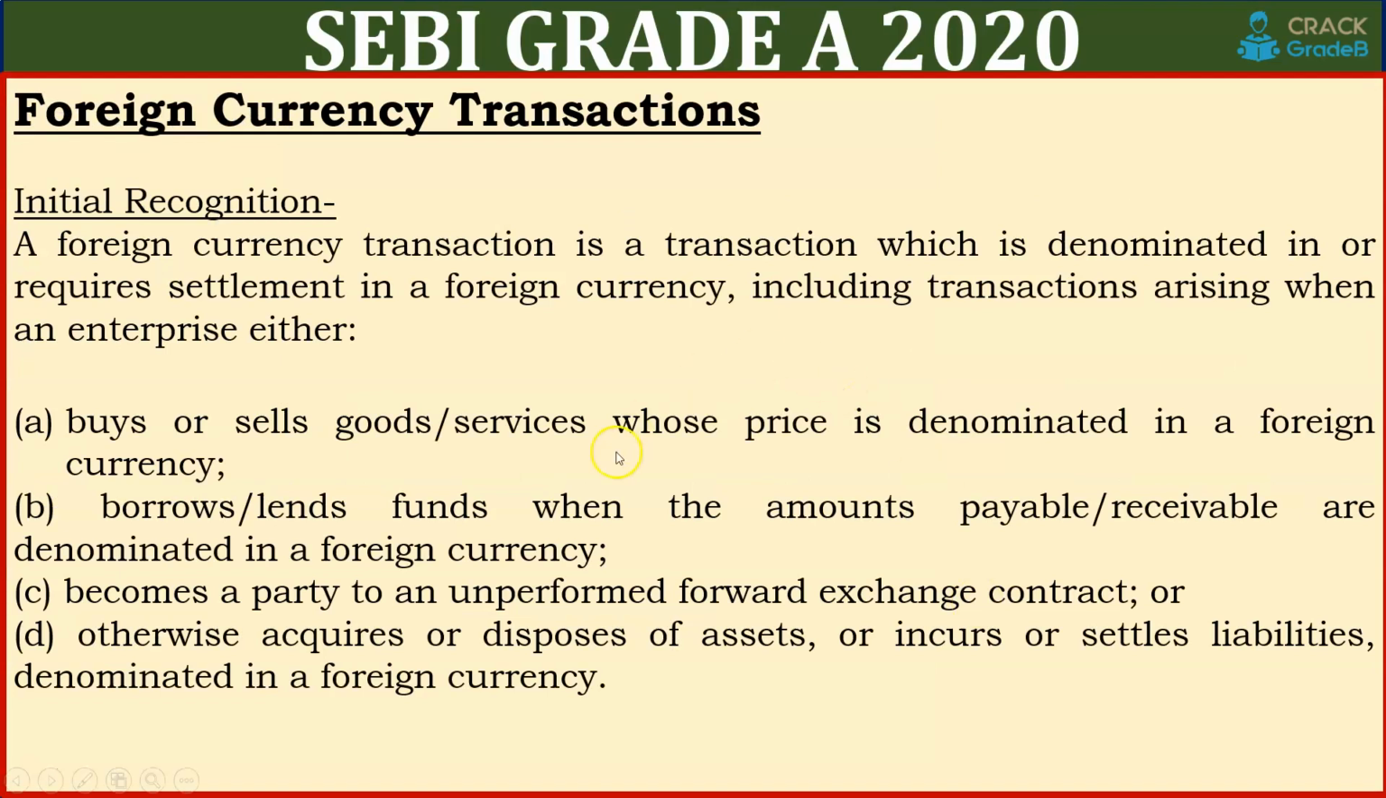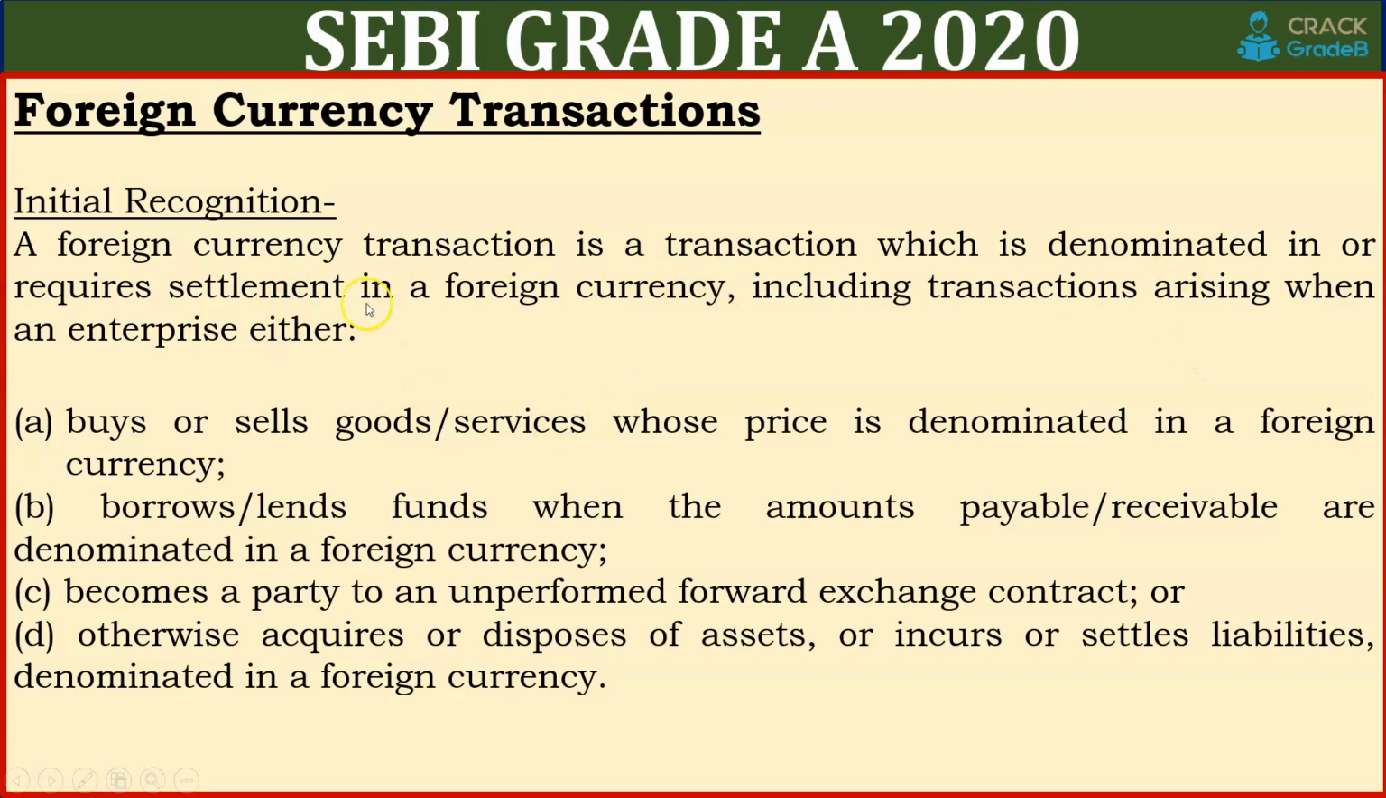Now we have foreign currency transactions. Here is the initial recognition, that is, when you initially recognize transactions being undertaken in foreign currency. A foreign currency transaction is a transaction which is denominated in or requires settlement in a foreign currency, including transactions arising when an enterprise buys or sells goods or services whose price is denominated in a foreign currency. So initial recognition happens when you undertake any transaction which requires settlement in that foreign currency.